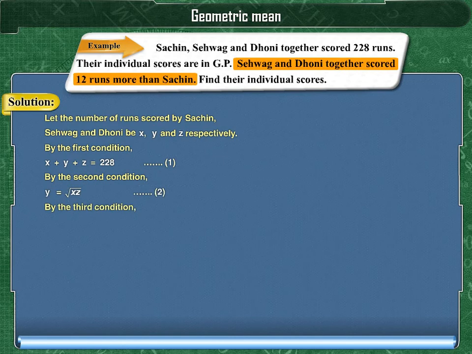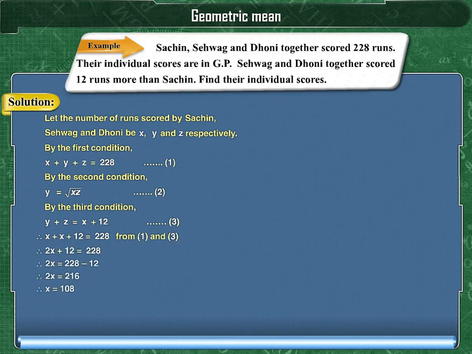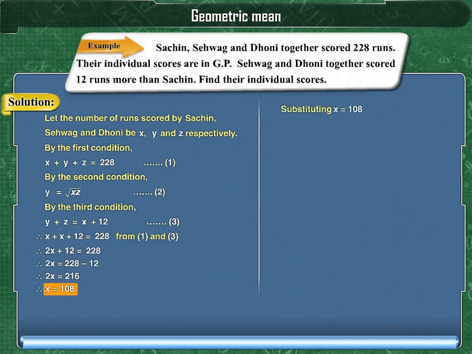Sehwag and Dhoni together scored 12 runs more than Sachin. Therefore, y plus z is x plus 12. Substituting y plus z is x plus 12 in x plus y plus z is 228, we get x plus x plus 12 is 228. On simplifying, we get x is 108. Substituting x is 108 in y plus z is x plus 12, we get y plus z is 120. Therefore, y is 120 minus z.